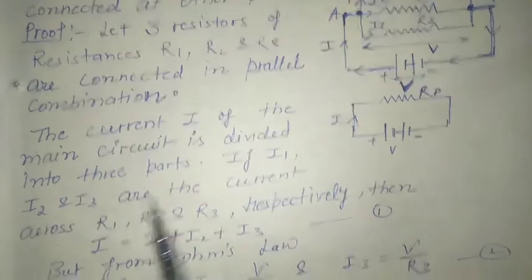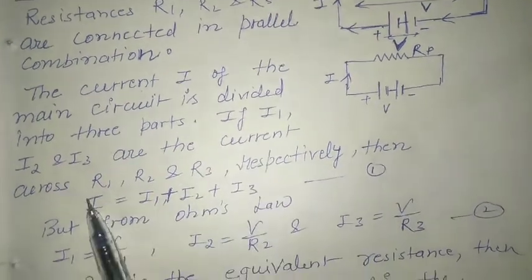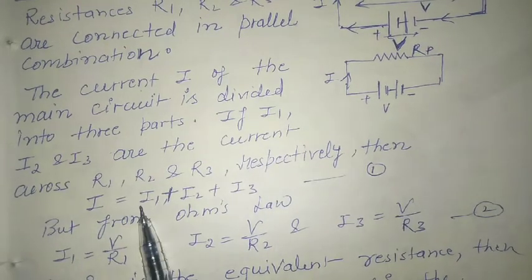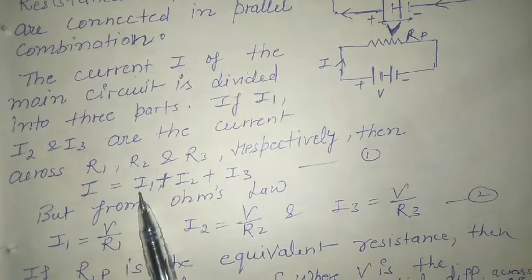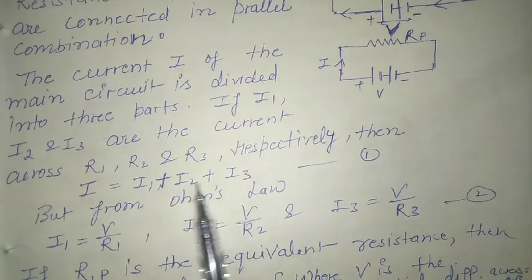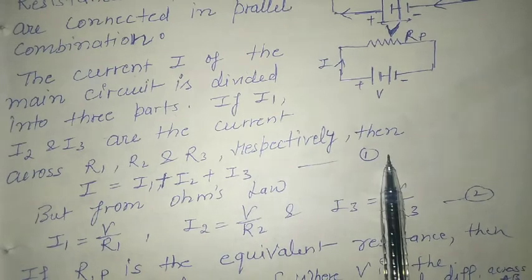If I1, I2, I3 are the currents across R1, R2 and R3 respectively, then I is equal to the algebraic sum of all the currents, meaning total current I is divided into three parts: I is equal to I1 plus I2 plus I3. Let this be the first equation.